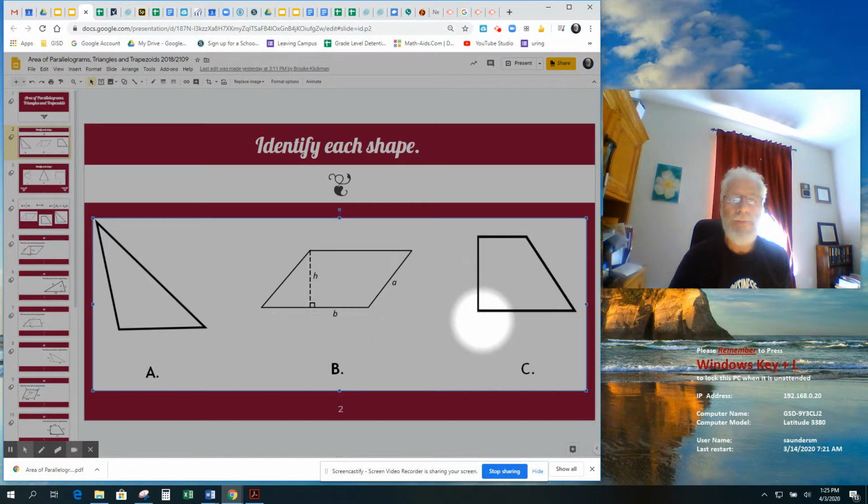And the last shape is maybe new to us. On this one, it also has 4 sides. The top and the bottom are parallel. But the 2 sides, if I extended these sides out into infinity, these sides would intersect. So they are not parallel. So one set of opposite sides is parallel. The other set of opposite sides is not. And this is a very special 4-sided figure called a trapezoid.